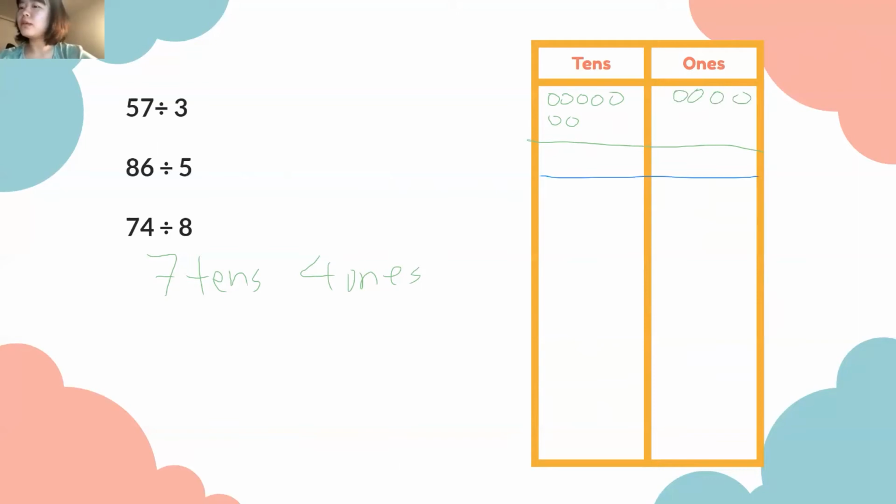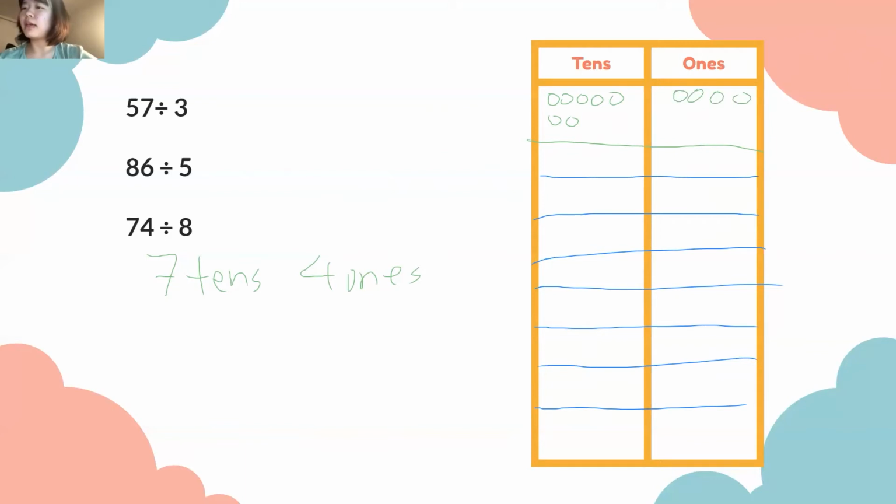1, 2, 3, 4, 5, 6, 7, 8. So this is first, second, third, fourth, fifth, sixth, seventh, and eighth. Okay.